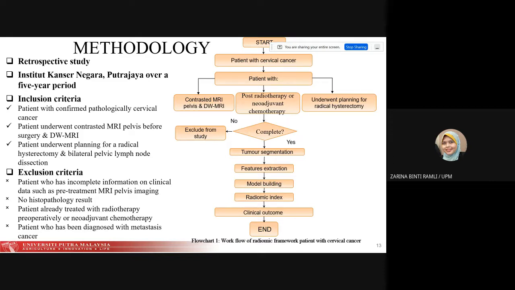After the inclusion and exclusion criteria are applied, all the demographic information, pathological tests and pre-treatment MRI imaging data will be collected. The images will be segmented and the features extracted for model building, to get the radiomics index that will be compared with the clinical outcome.